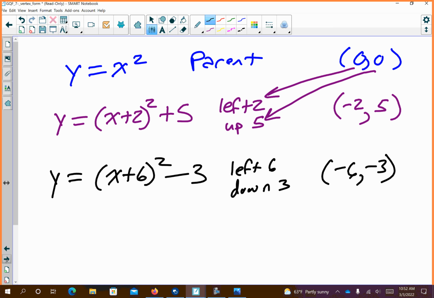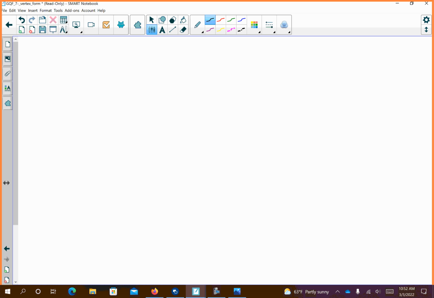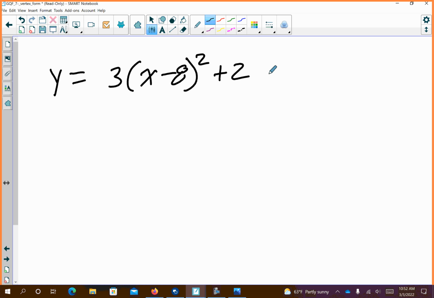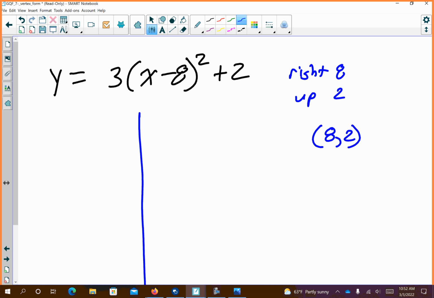Okay. And I know this isn't really on the notes. What do you think would happen here? Oh, I know. If this was homework, I would just close my notebook and place it. Don't worry about MX plus B yet. Let's ignore the 3 right now. Close. It's going to go right 8. Right 8. Good. Up 2. So that means that my vertex is at 8, 2. There's my vertex. All right.